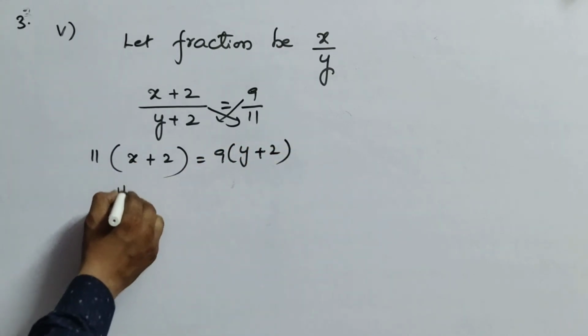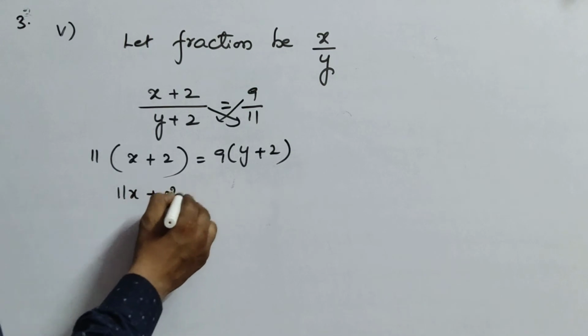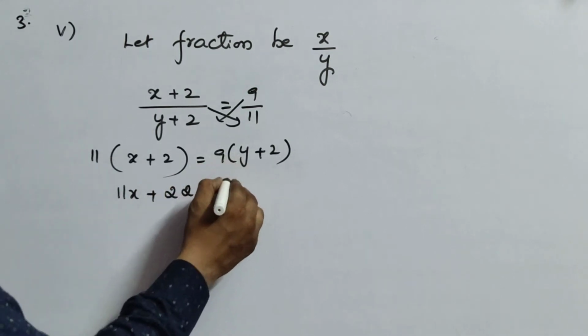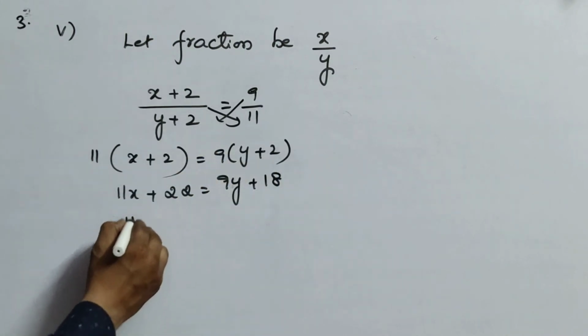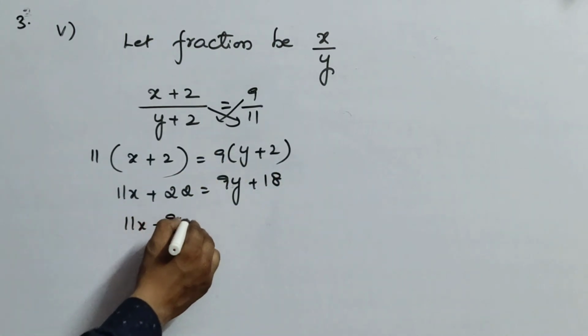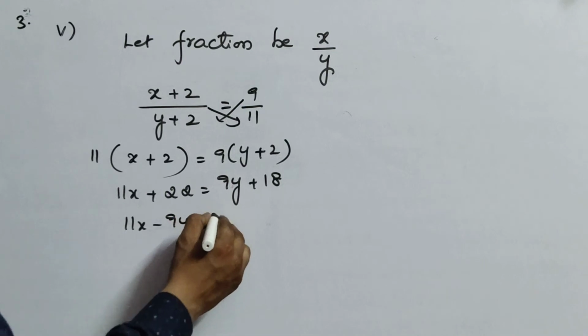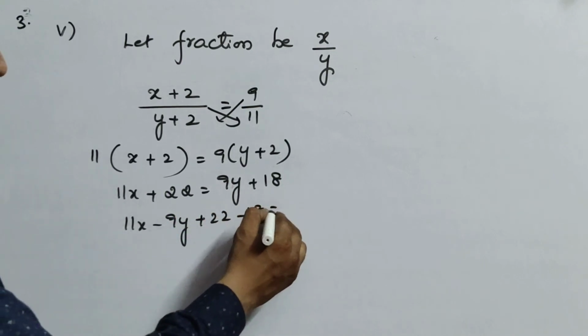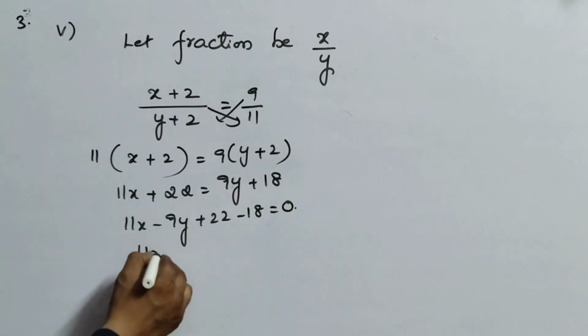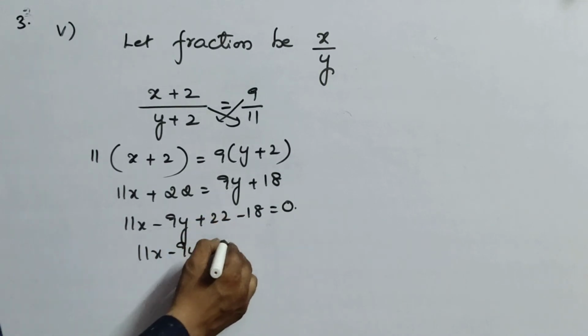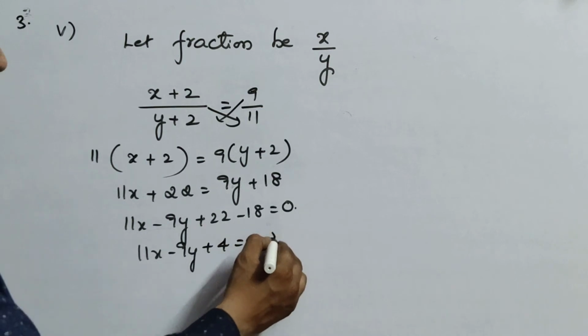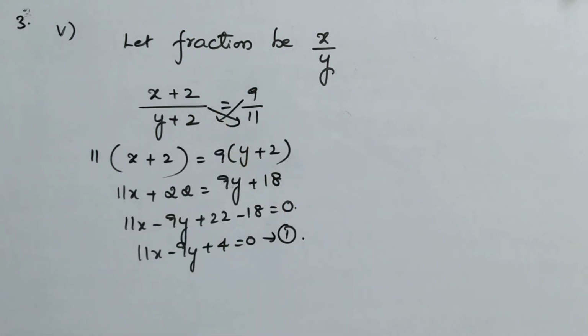So 11 into x is 11x plus 11 2s are 22. 9 into y is 9y, 9 2s are 18. So 11x minus 9y plus 22 minus 18 equals 0. So 11x minus 9y, 22 minus 18 is plus 4, equals 0. So this is equation 1.